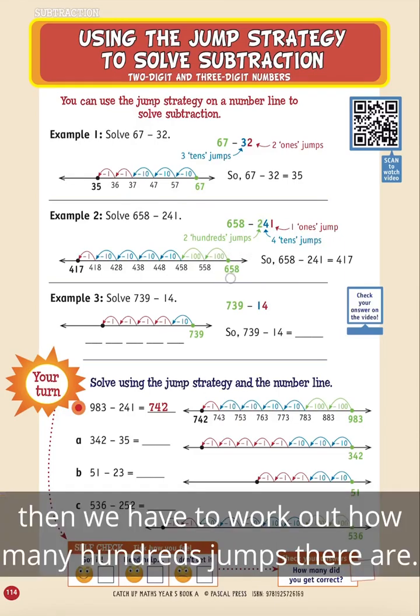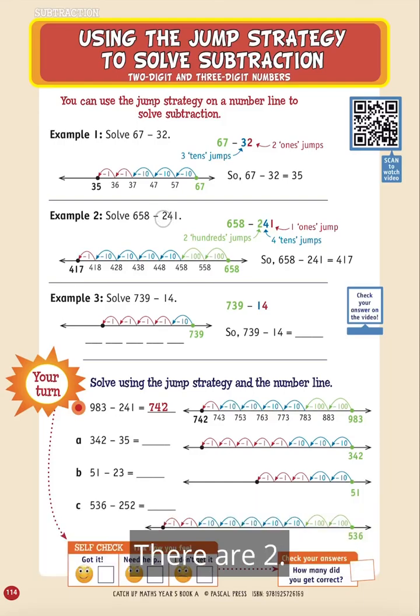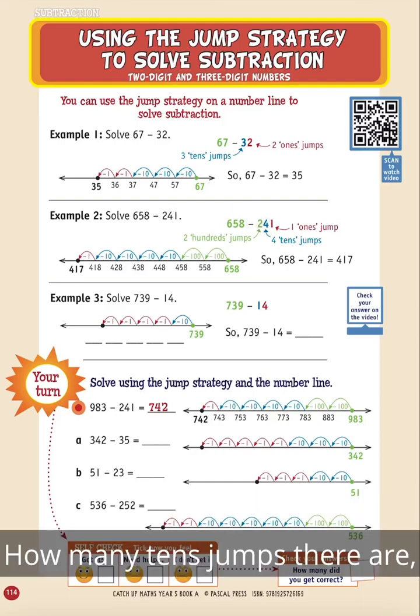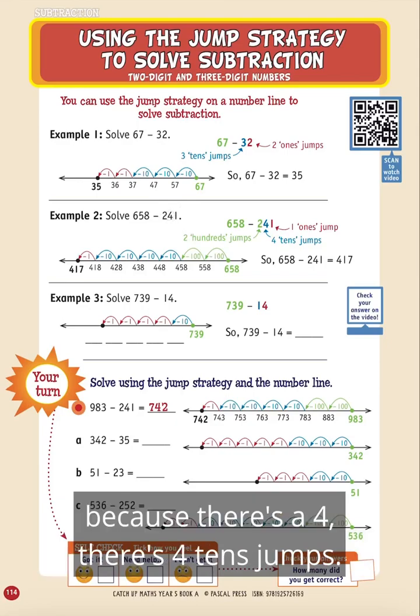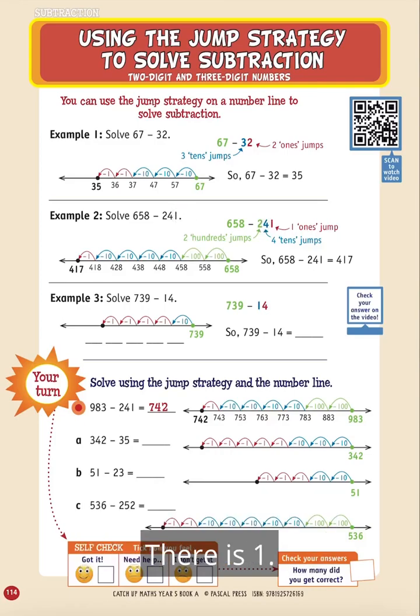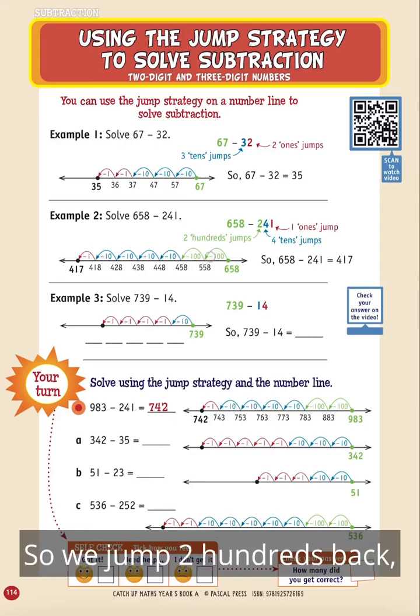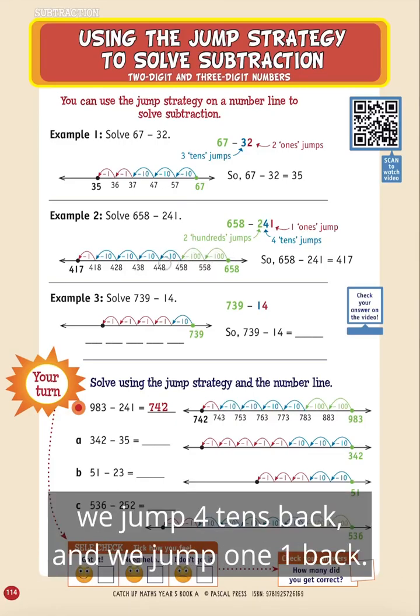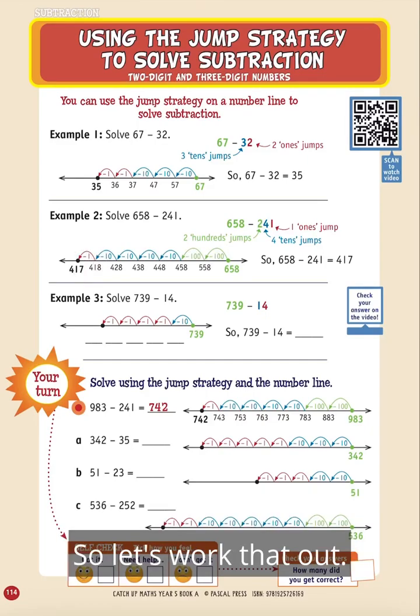Then we have to work out how many hundreds jumps there are. There are 2. How many tens jumps there are, because there's 4. There's 4 tens jumps. And how many is in the ones column? There is 1. So it's 1 ones jump. So we jump 2 hundreds back, we jump 4 tens back, and we jump 1 one back. So let's work that out.